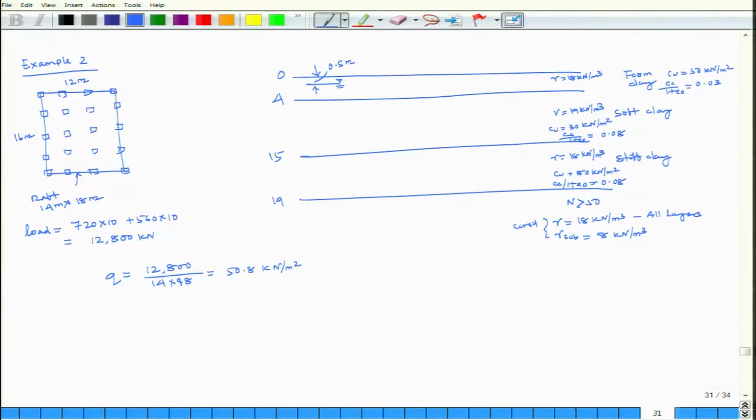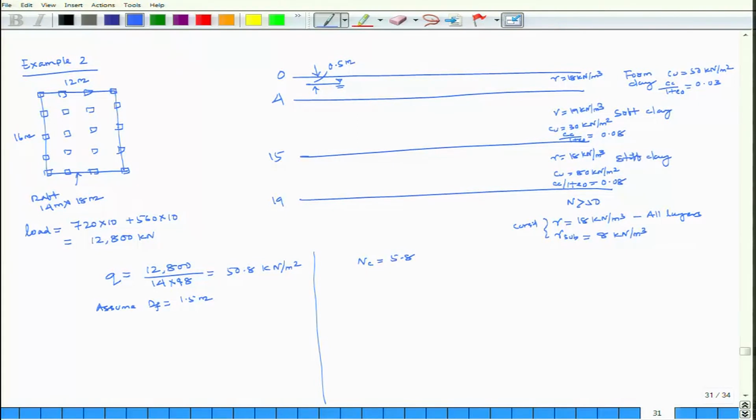So, initially start with an assumed value of your depth of the foundation. Assume depth of the foundation is equal to 1.5 meter, and check your bearing capacity. Nc is equal to 5.8.